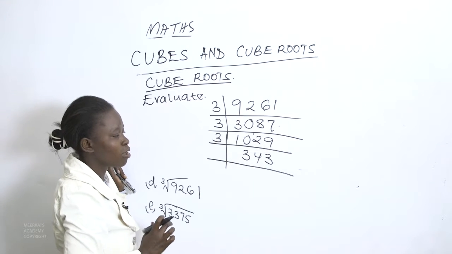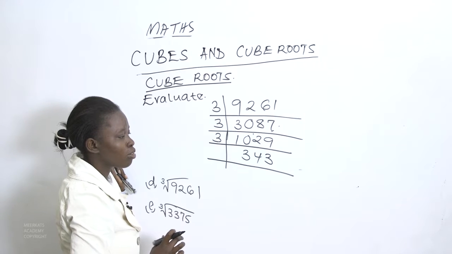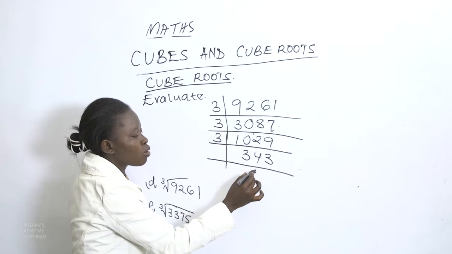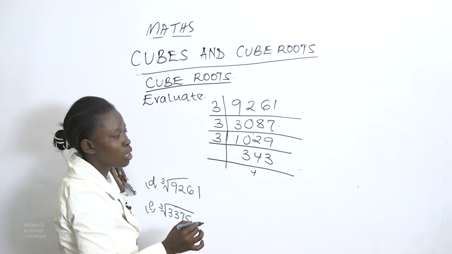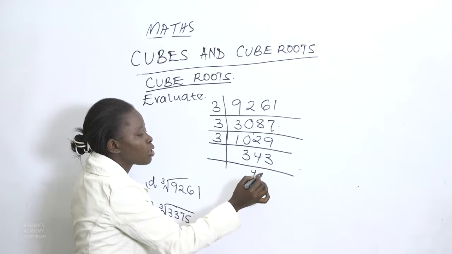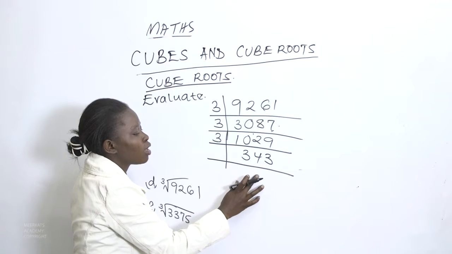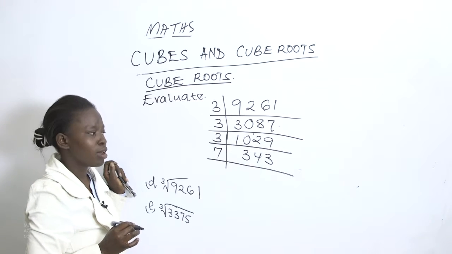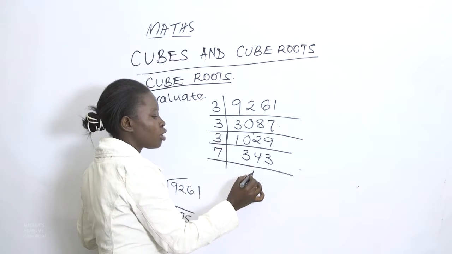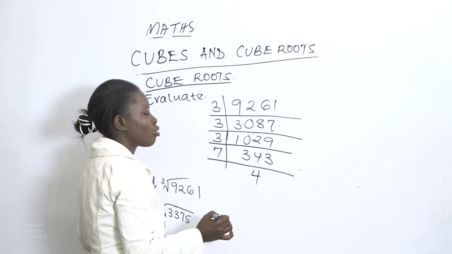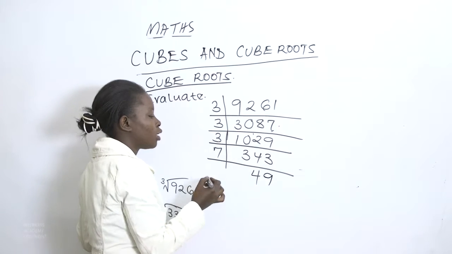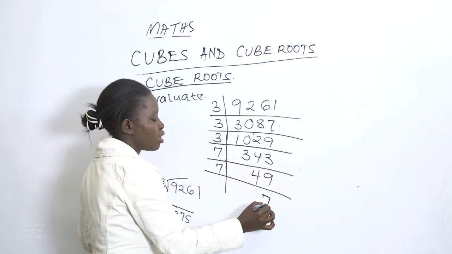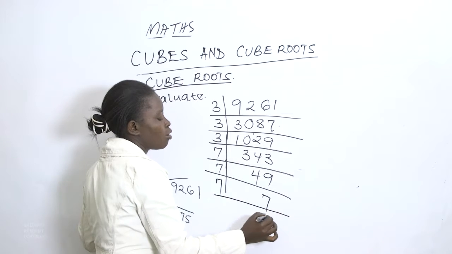From 5, I have 7. Let me confirm if my number is divisible by 7. 7 into 34, we have 4 because of 28, and we are left with 6 into 63, that is 9. So it means that my next prime number is 7. So 7 into 34, it is 4 because of 28. So we are left with 63 into 63, we have 9. Then 7 into 49 is 7. And 7 into 7, we have 1.